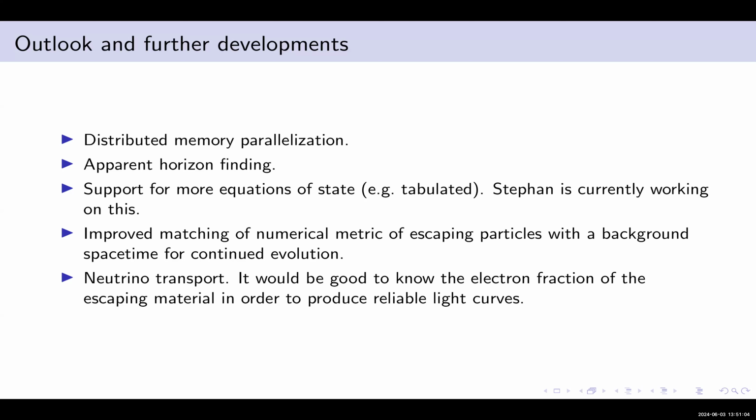Is it easy to add magnetic fields? I don't know, actually. I think Stefan has some ideas on how to do it, but I don't know how difficult it would be myself, personally. Stefan's priority is to get the tabulated equation of state and neutrinos done so we can follow that kind of physics better before looking into magnetic fields.